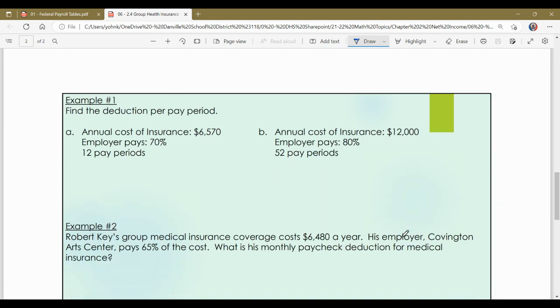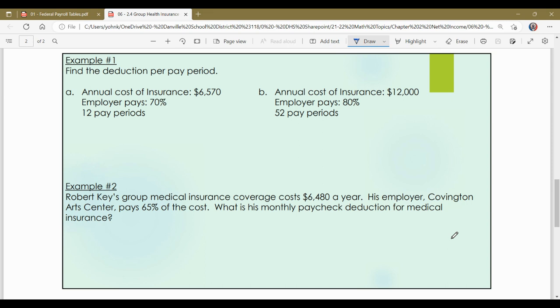So let's see some examples. Example number one, find the deduction per pay period. We have an annual cost of insurance of $6,570. The employer is going to pay 70%, and you are getting 12 pay periods. So basically, what this is all saying is it costs $6,570 for health insurance for the employee. The employer is going to pay 70% of it, which means that the employee is going to pay 30% because 30 plus 70 is 100%.